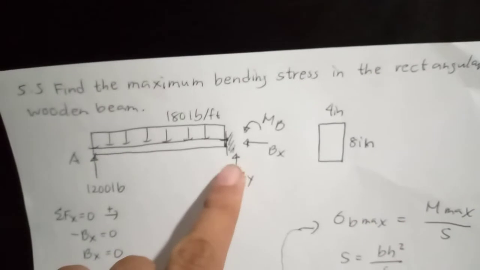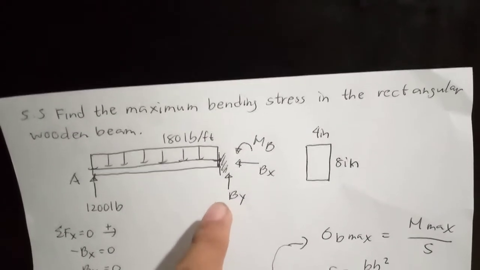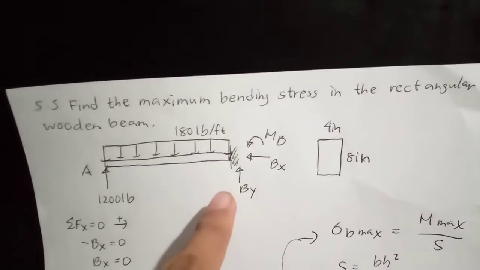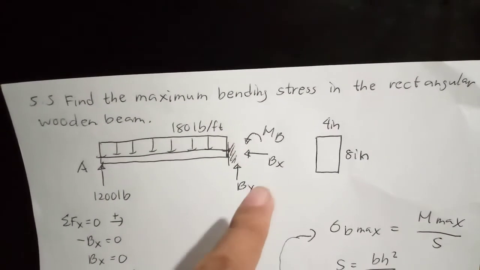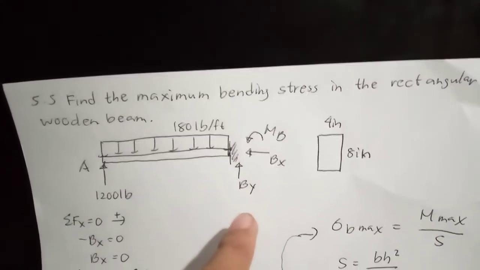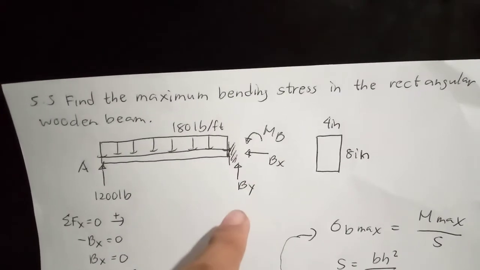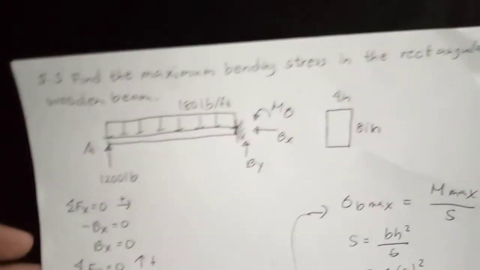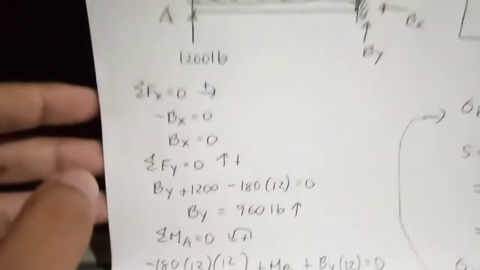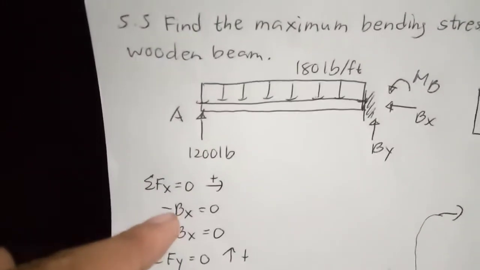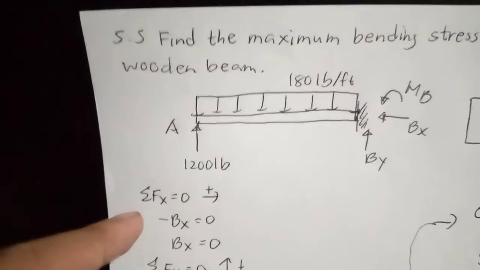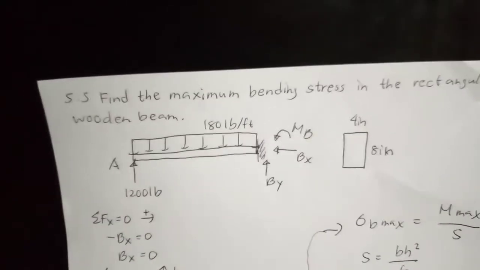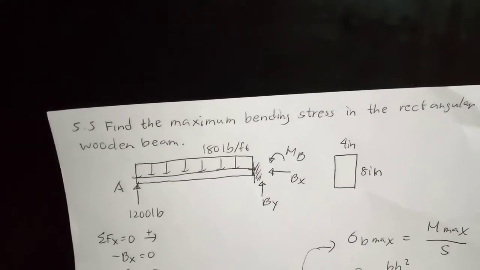Since we have a fixed end, a fixed support has three reactions: both horizontal and vertical reactions and also a moment reaction. So I put here Bx as the horizontal reaction at B, By as the vertical reaction, and Mb as the moment reaction at B. Its base is 4 inches and its depth is 8 inches. Before we can compute the maximum bending stress in this wooden beam, we first have to compute its reactions at the supports.